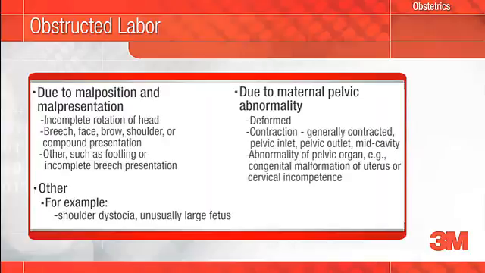Be as specific as possible in your notes when describing obstructed labor, whether it is due to incomplete rotation of the baby's head, a breech, face, brow, or shoulder presentation, or due to a maternal pelvic abnormality such as pelvic inlet contraction. Chances are ICD-10 has a code for it.